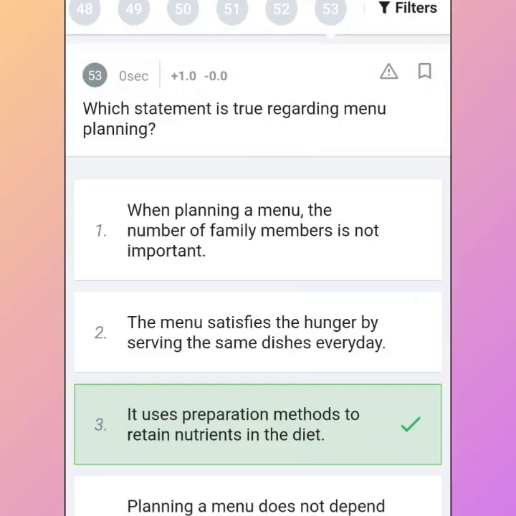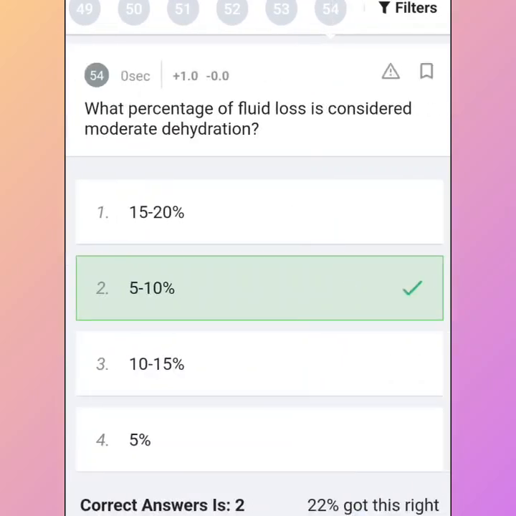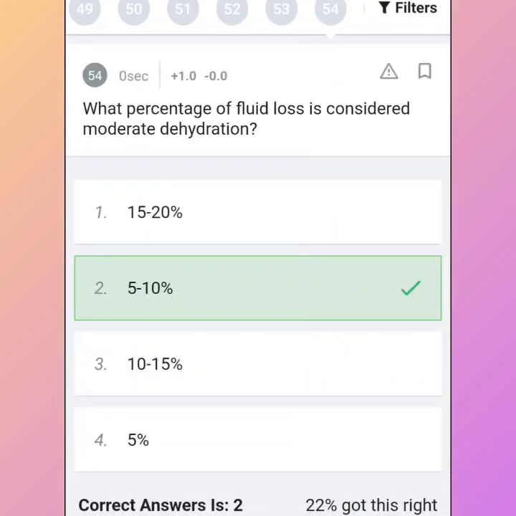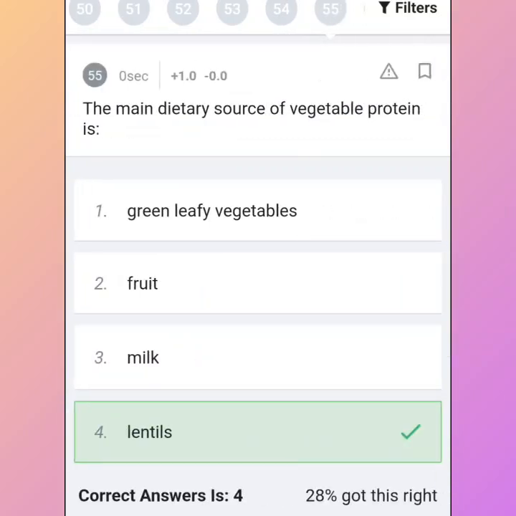Which statement is true regarding menu planning? Option third, it uses a preparation method to retain nutrient in the diet. What percentage of fluid loss is considered moderate dehydration? Option second, 5 to 10%. The main dietary source of vegetable protein is lentils.